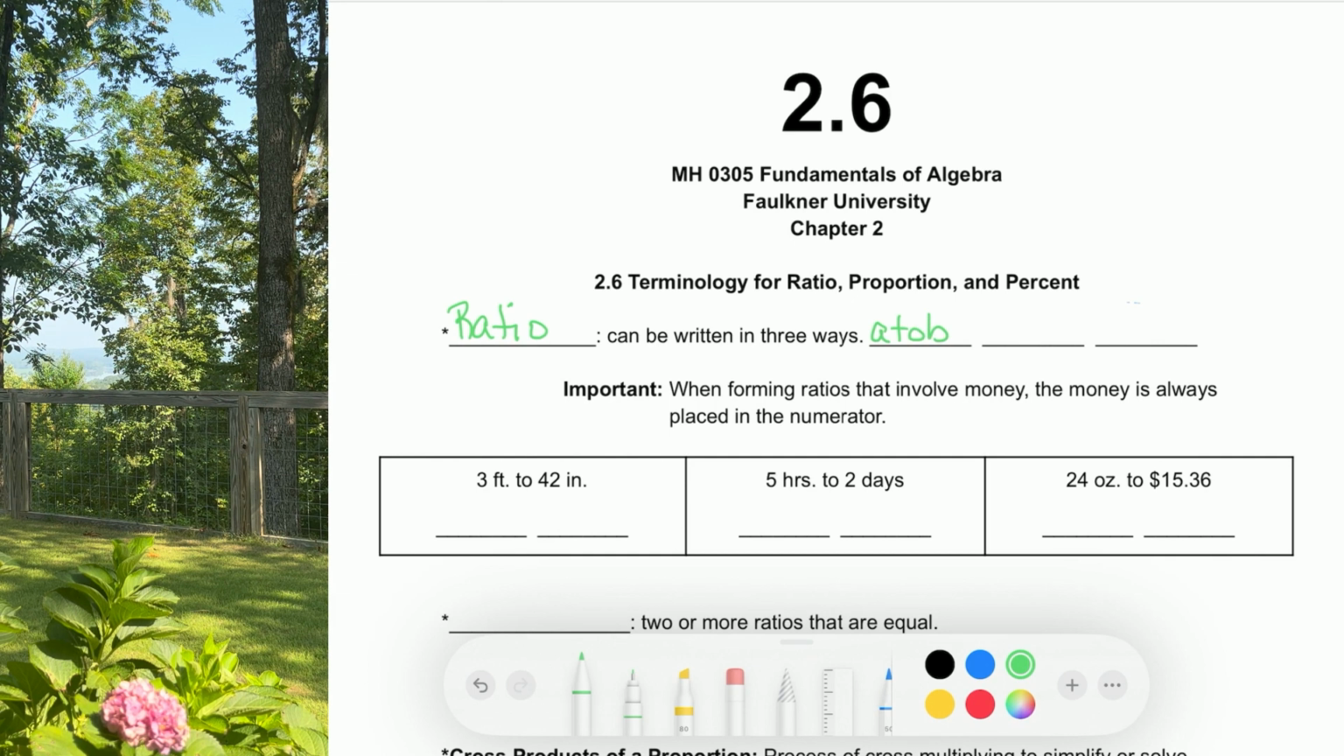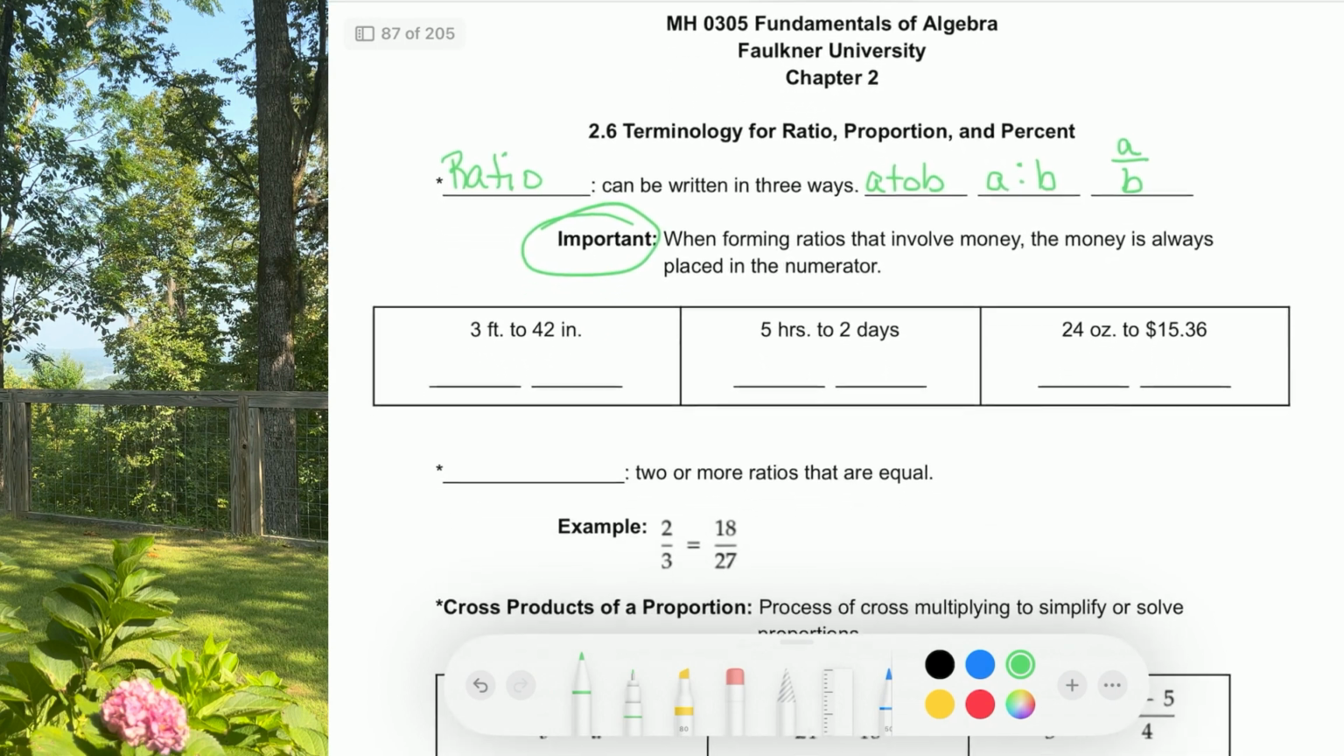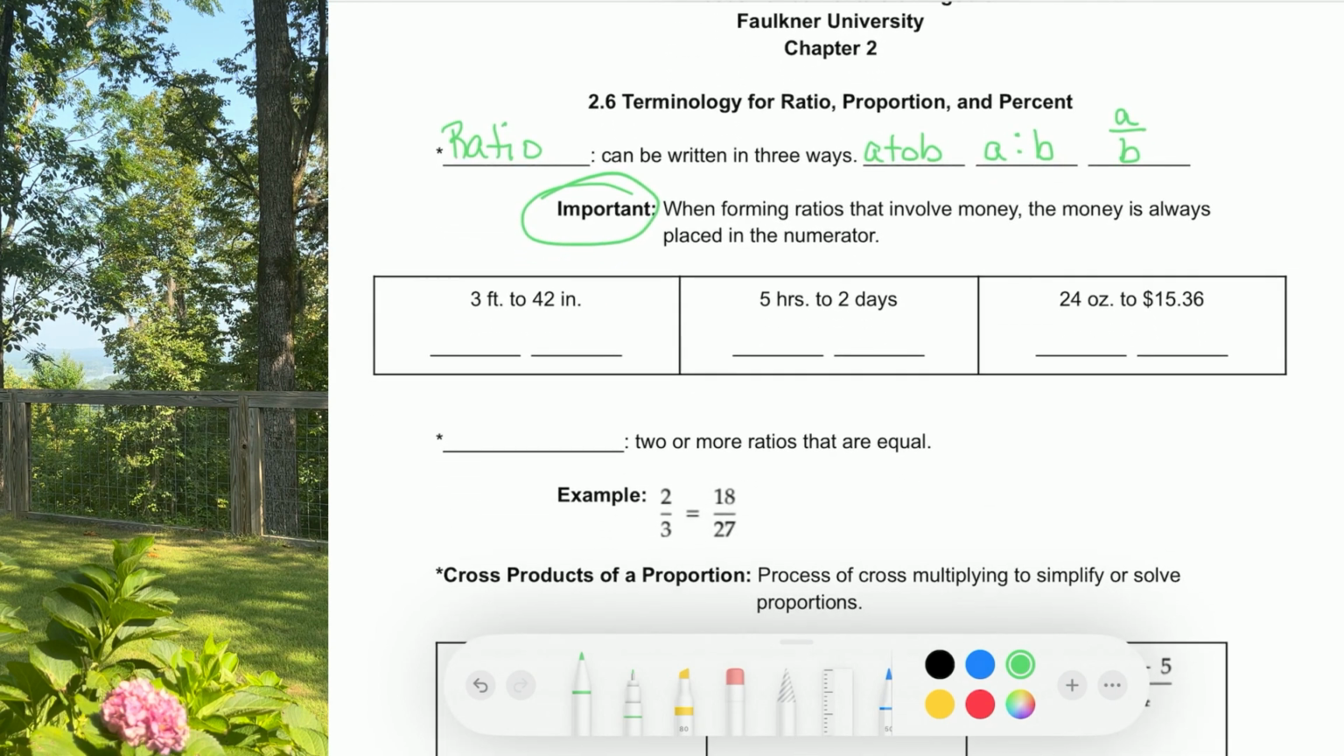It can be written with the word "to" in between, so A to B. You can have a colon between, so A:B. Or it can be written as a fraction, A over B. All three of these mean the same thing. And it's very important that when forming ratios, if it involves money, the money is always placed in the numerator, as the top number of your fraction. So let's look at a few examples.